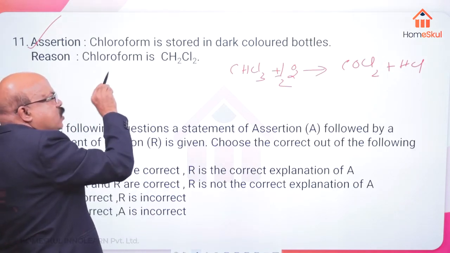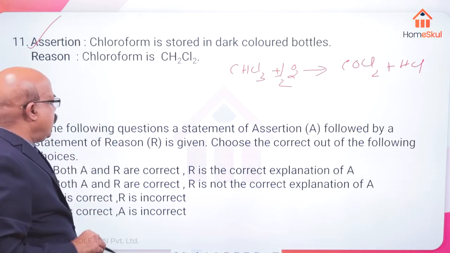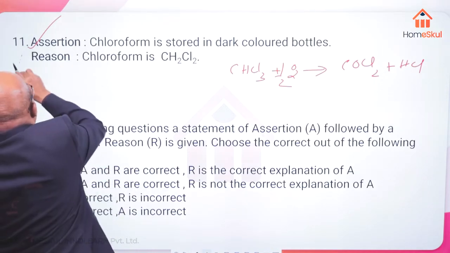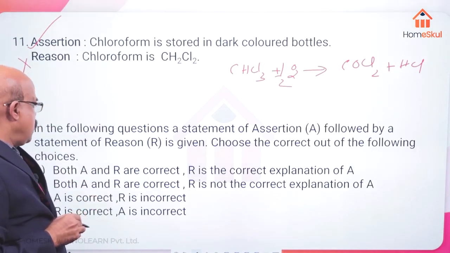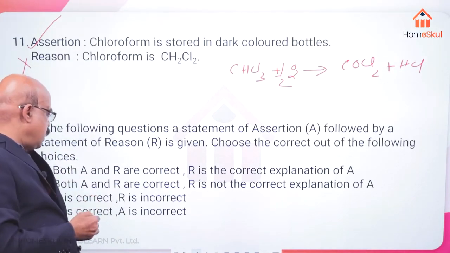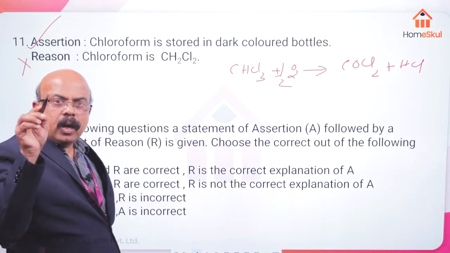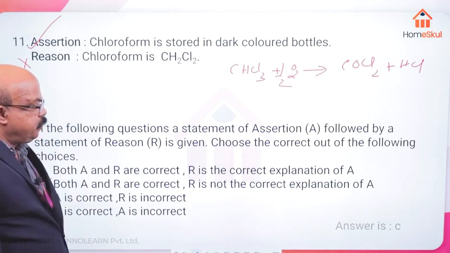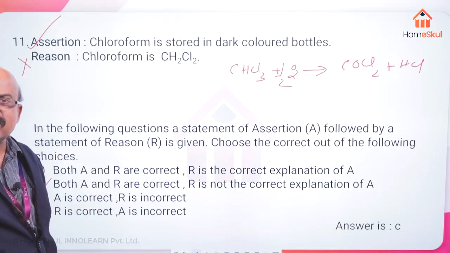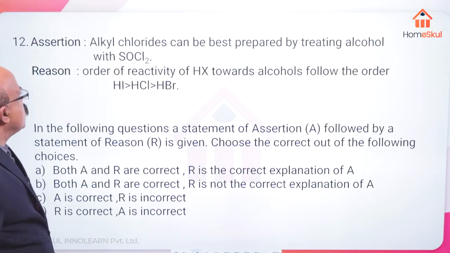That statement is incorrect. Assertion is correct, reason is incorrect. Assertion is correct and reason is incorrect. So the option is C. Option C is your answer. And next one, the next assertion-reason type question.